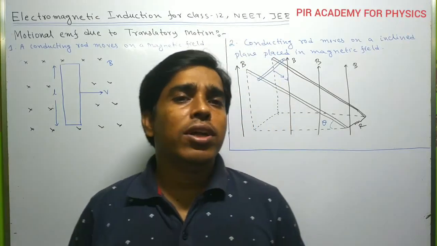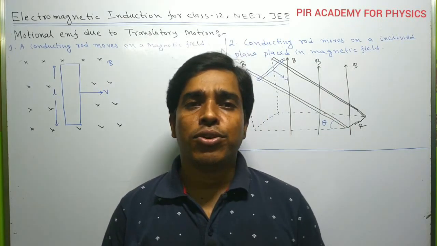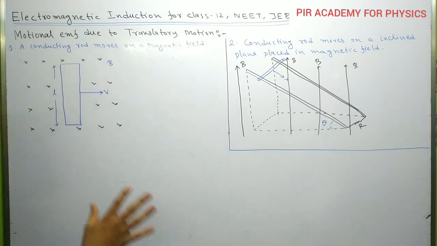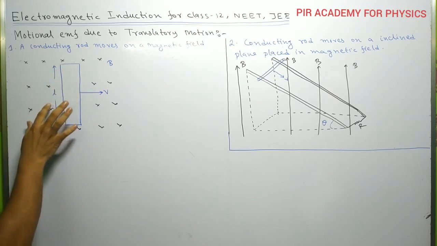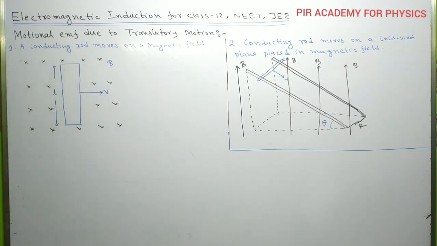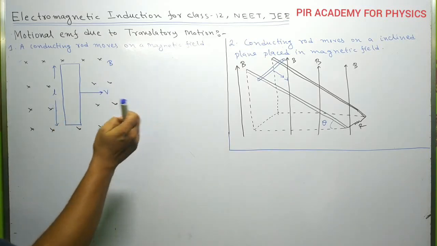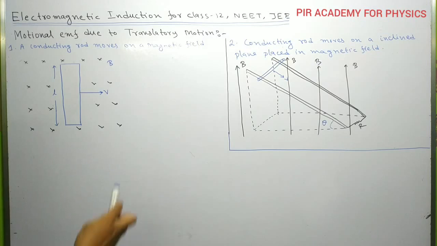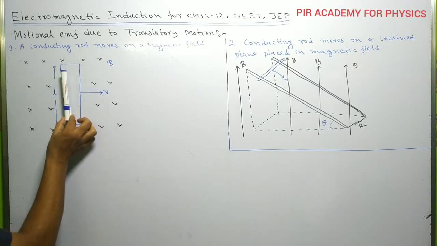Hello students, today we will discuss the motional EMF due to translatory motion. Here you see that there are two conditions. One, when a conductor of length L moves with a constant velocity v in a magnetic field perpendicular to the direction of the magnetic field. Here the magnetic field points into the board, and this is a conductor, and this conductor moves along this direction.